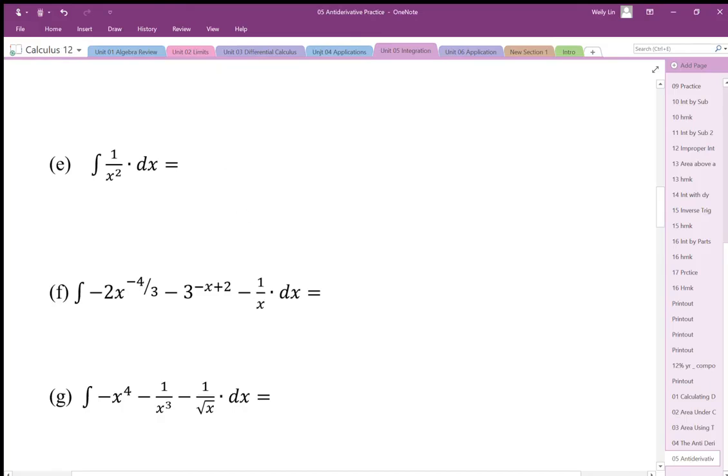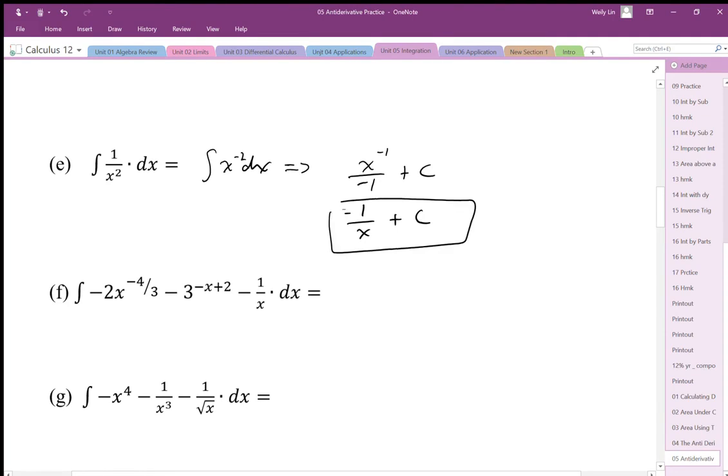So maybe I'll just do this with a negative exponent. Okay, so this anti-differentiates to x to the power negative 1, and then we have to divide by that negative 1, and then we have a plus c, so it's going to be negative 1 over x plus c. Okay, so the derivative of negative 1 over x is going to give us positive 1 over x squared. So there is our antiderivative.